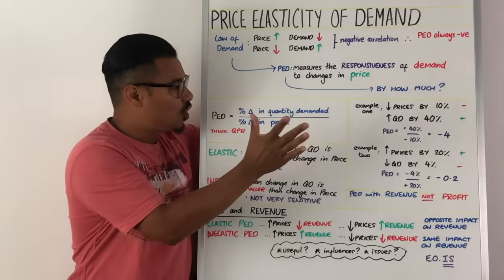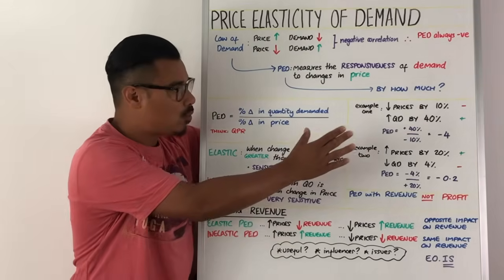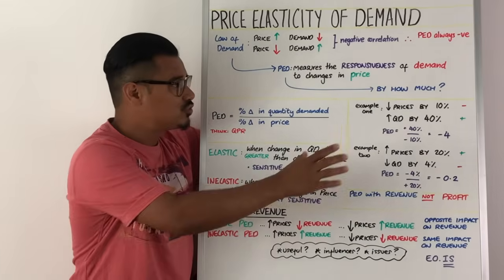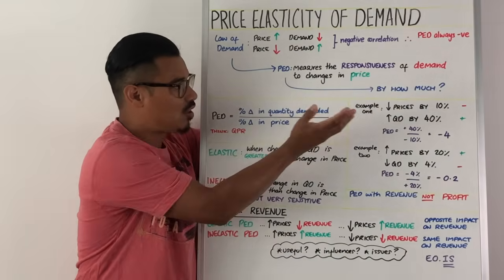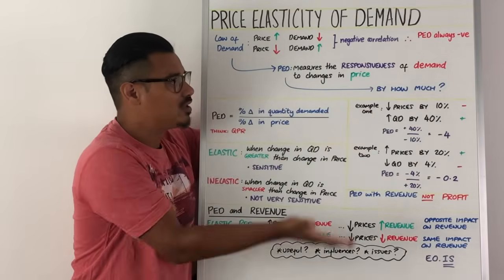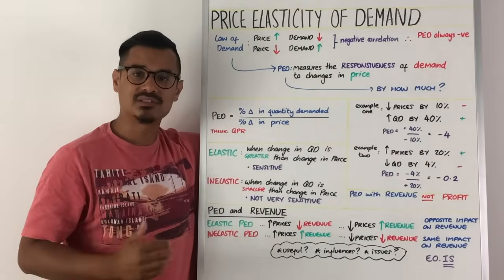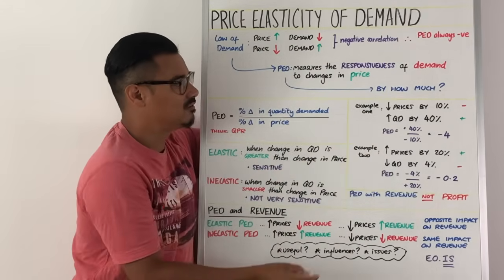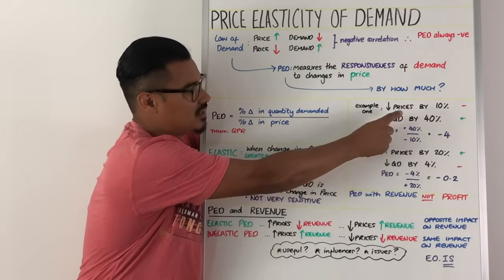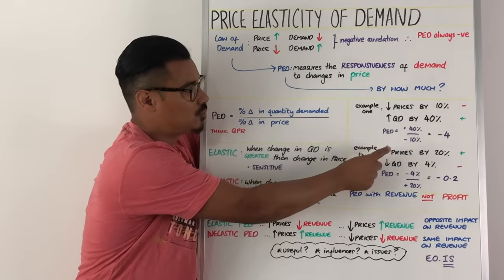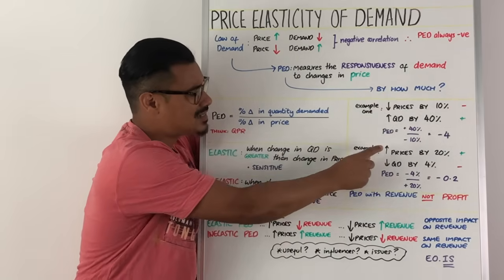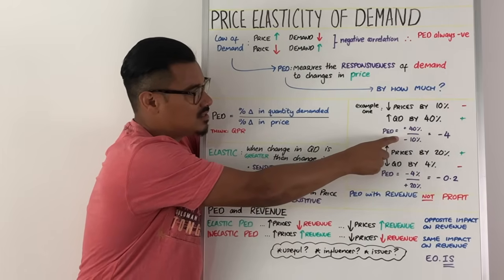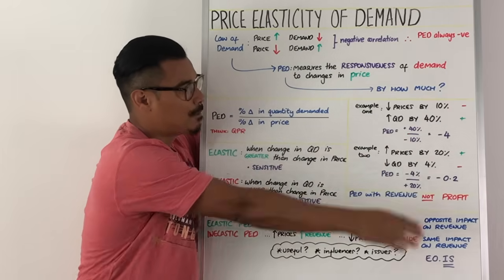Now let's go through two examples of using this formula. Example number one. A business reduces its prices by 10%. The result of that is the quantity demanded will increase by 40%. So they've dropped their prices by 10%. Quantity demanded has gone up by 40%. So if we throw the numbers into the formula, on the top is the quantity demanded. It went up by 40%, so plus 40%. And prices went down by 10%, so minus 10%. So the PED: plus 40 divided by minus 10% equals minus 4.